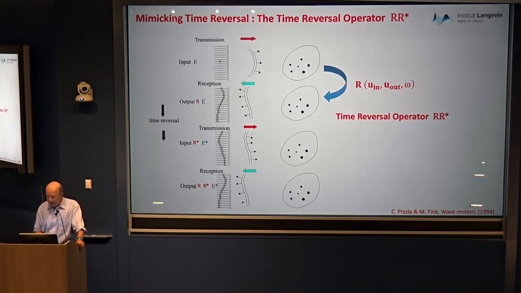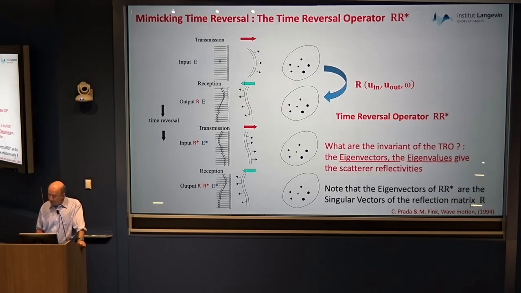And all the time reversal process can be explained in terms of R multiplied by R star or R dag. And this is what we call the time reversal operator. And if you want to learn how to focus on each of these targets, if they are well independent, you have just to take this operator and compute all the invariants of the time reversal operator. These are the eigenvectors. An eigenvector is a complex number on each transducer, that is to say it's a phase and an amplitude. And each eigenvector focuses on one target. And the strongest target has the strongest eigenvalue. And the other eigenvalues give you the smaller targets.